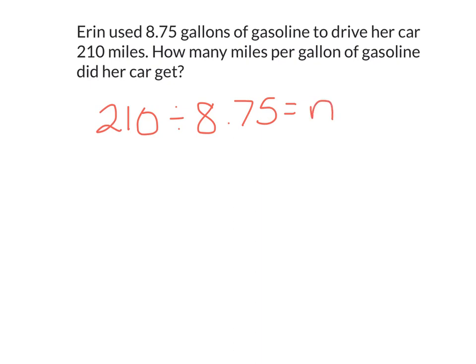So we're going to first estimate our answer by using front-end estimation. So remember, with front-end estimation, we're just using the first non-zero digit in each number. So in 210, that would be the 2, and then we'd make the rest zeros. So that would be 200 divided by 8 equals 25. So our answer should be about 25.